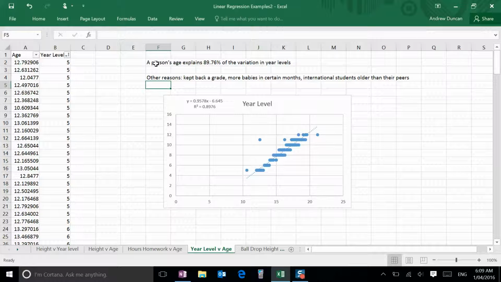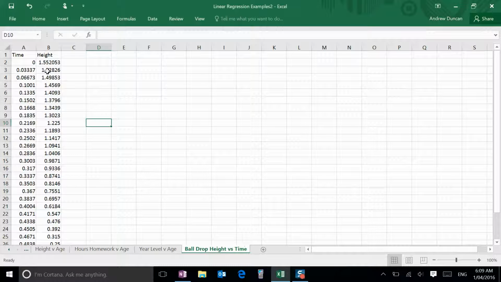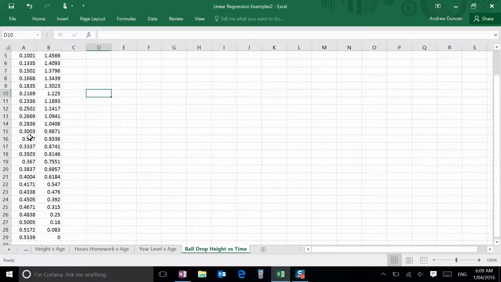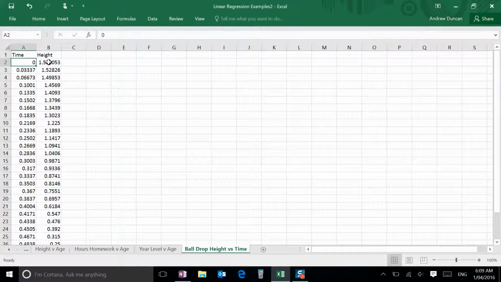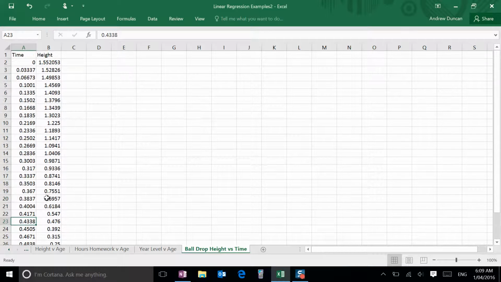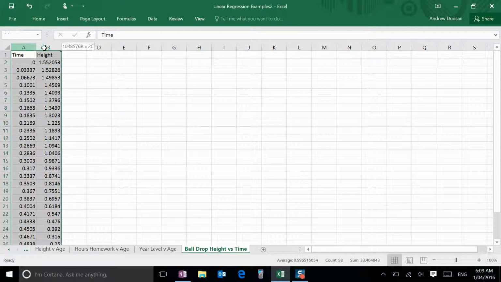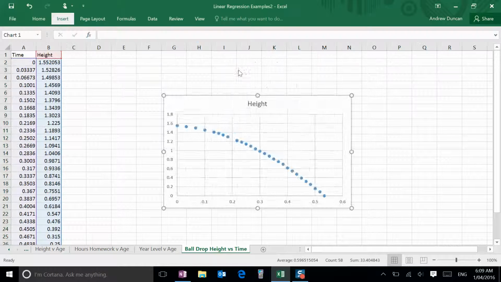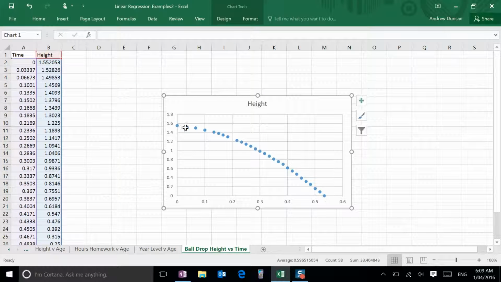So at the moment, all we've really looked at are linear models, okay, and their explanatory power. The final model we'll look at is a quadratic model. So what I've got is some data from dropping a ball. At time 0, the ball is 1.55 meters high. As the time increases, the ball drops to the ground. If you've done year 10 physics, you should know that this should form a parabola, an x-squared curve.